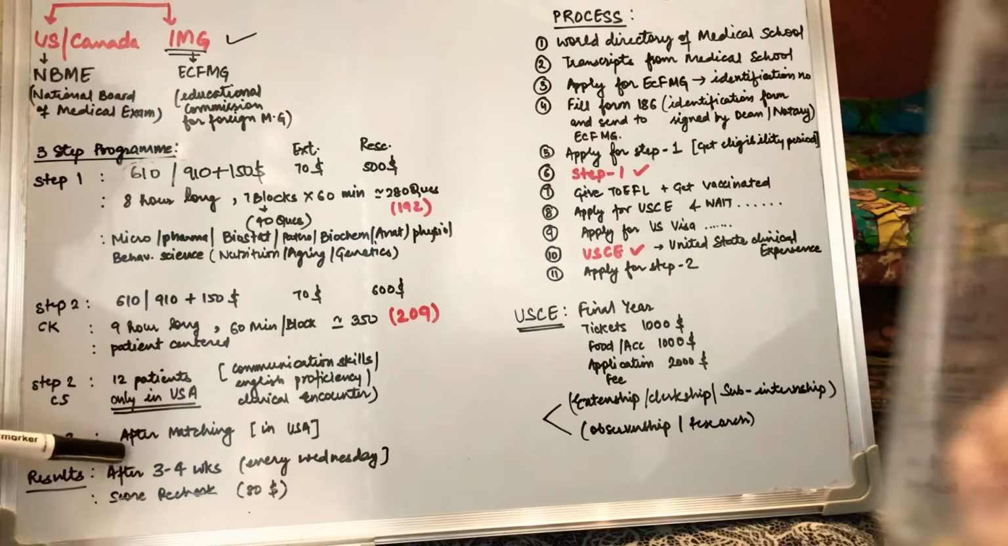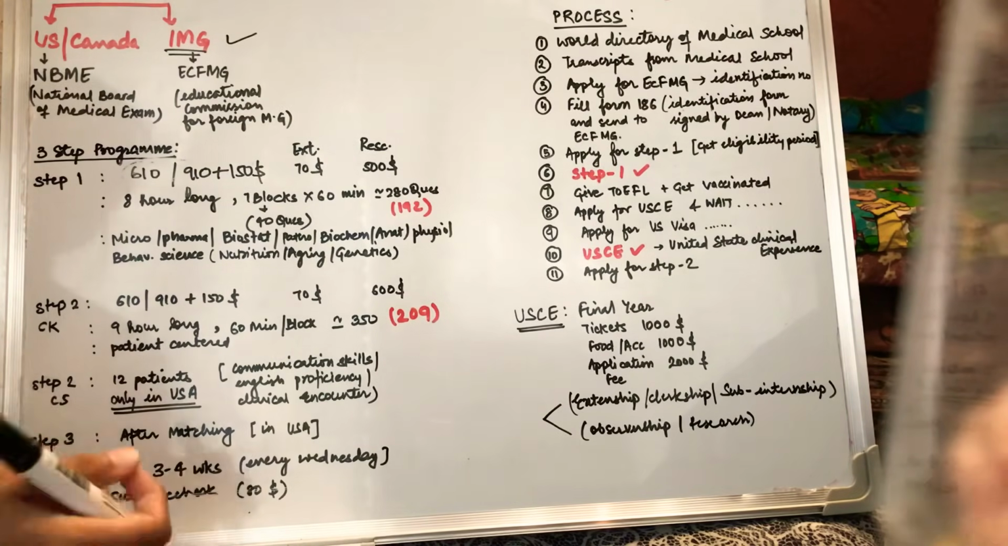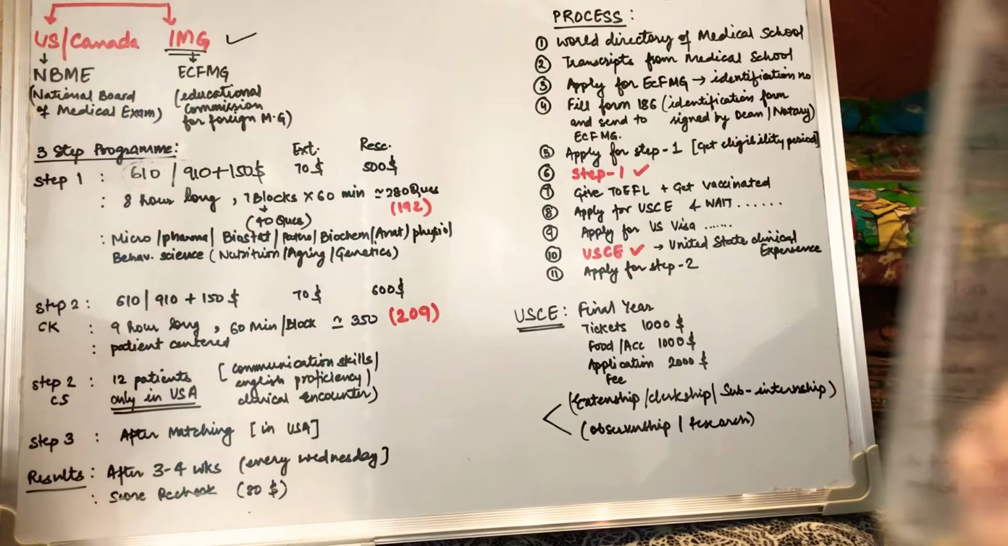Now this exam can only be done in USA again. So step 2 CS and step 3 must be done in USA. The results for this exam come after 3 to 4 weeks, most probably every Wednesday. But for example, due to some problem, the result came after 6 months or 3 months. So it might depend upon your personal case. You have to contact your board for that. You can also get your score rechecked, but that is $80.